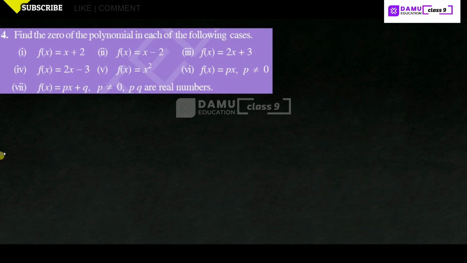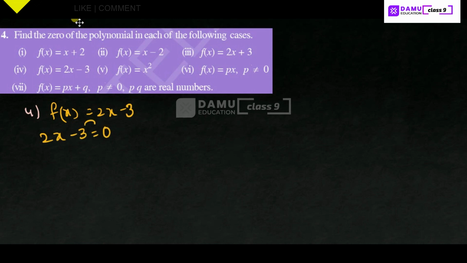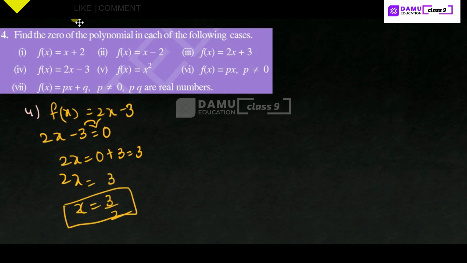Our fourth one is f of x is equal to 2x minus 3. Here if plus comes, we get minus 3 by 2. If minus comes, then we will get plus 3 by 2. So minus 3, if you shift to the right side, will become plus 3. So it will become 0 plus 3, which is 3. Then 2x is equal to 3. Then x is equal to 3 by 2. So this is the solution for the fourth one.